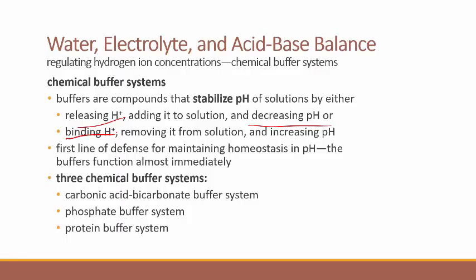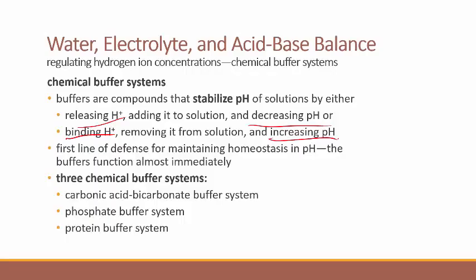So buffers are capable of going both ways, of being able to act as a weak acid or act as a weak base, either picking up hydrogen ions or dropping off hydrogen ions. And these chemical buffer systems that we have are the first line of defense for maintaining homeostasis and pH, because they're found almost everywhere in almost every solution in the body.